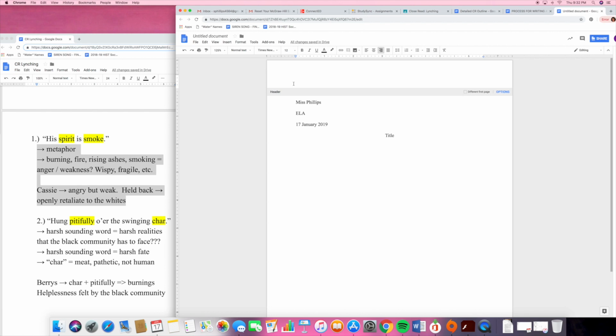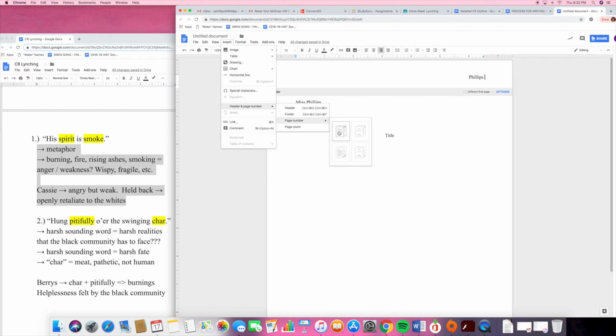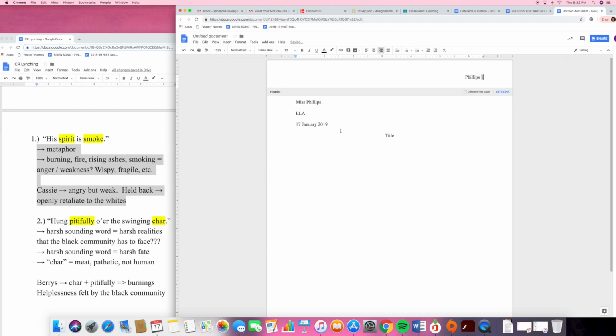So excellent. Okay, write your last name. Phillips is mine. Space, what? Just one. And then you're going to go back to Insert, Header, and Page Number. Page Number, the first one right here where it has the 1 and the 2. Click, and you're done. Excellent, and it'll automatically do the header for you every single time. That is MLA format. It's really so easy. If you can just follow those instructions, it'd be so perfect.